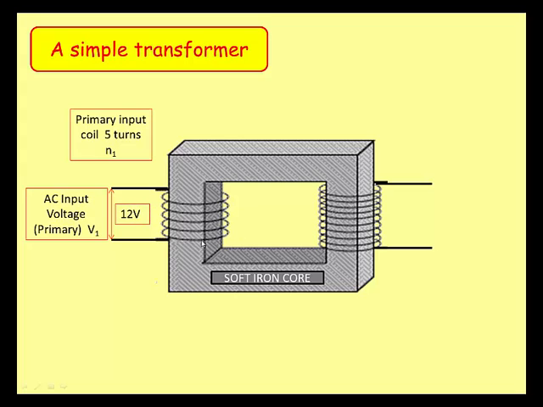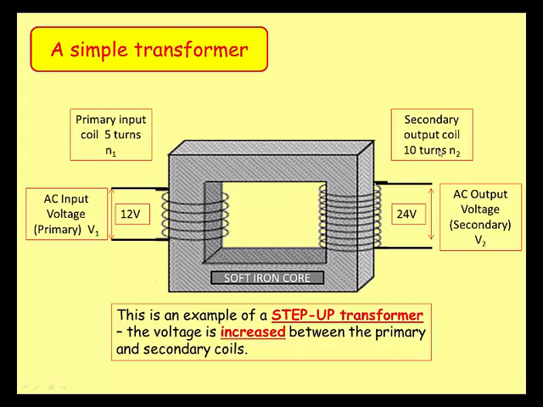We can see here, if you count, there are 5 turns, and this is denoted N1. So N1 is 5. We have an input voltage called the primary voltage, V1, and in this case it's 12 volts. We've got 12 volts going through this coil. We'll also have what's called a secondary output coil, and you can see that this coil, if you count them up, has got 10 turns, so N2 is 10.